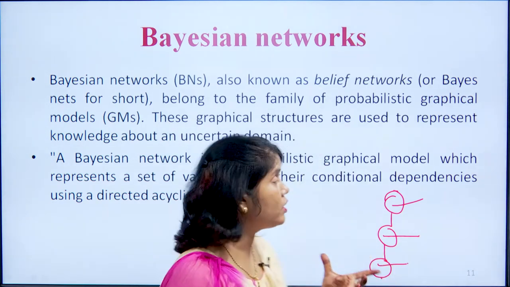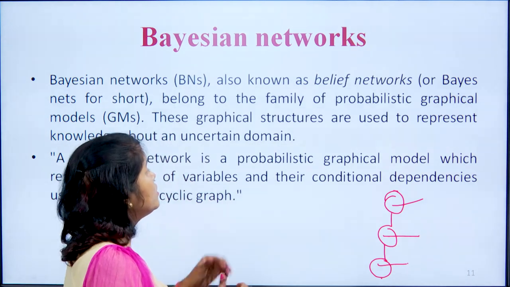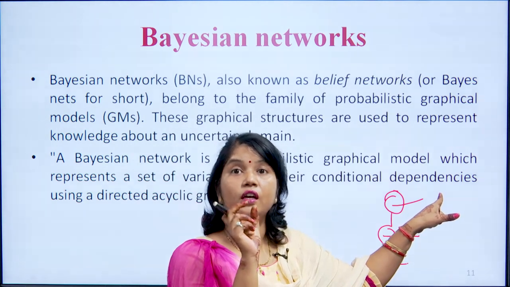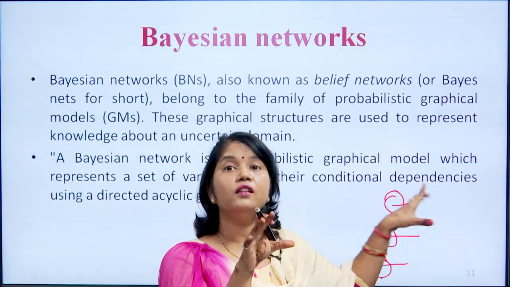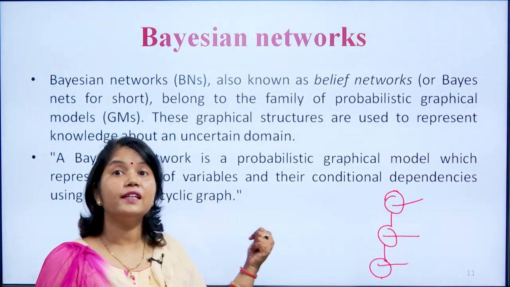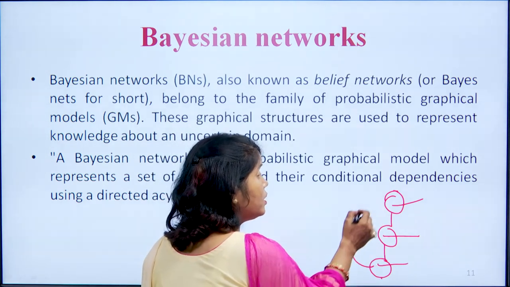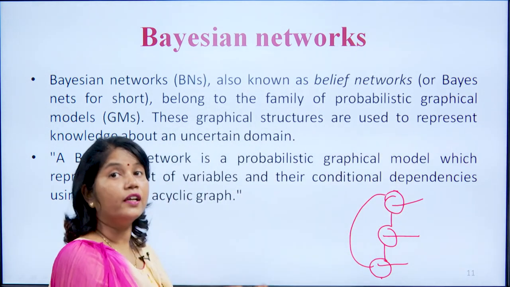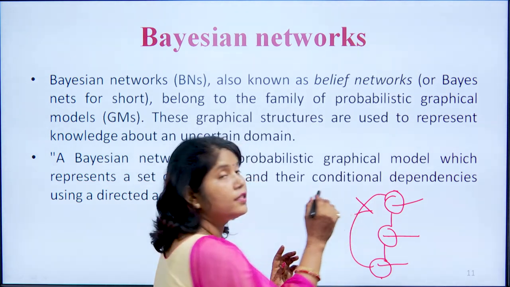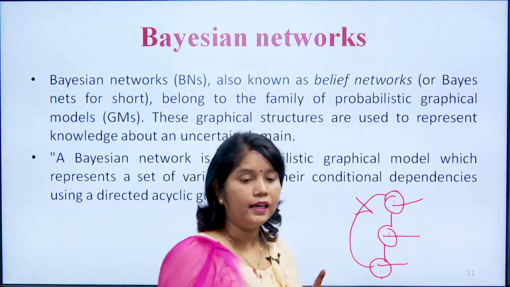Okay, so what is a Bayesian network? A Bayesian network is a probabilistic graphical model, represented by a set of variables and their conditional dependency. There are conditions: if this condition is there, then the output will be there, though it is not necessary. It uses a directed acyclic graph. There is one more important thing: it should not form a cycle. Acyclic means there should not be any cycle. It should be a directed acyclic graph.